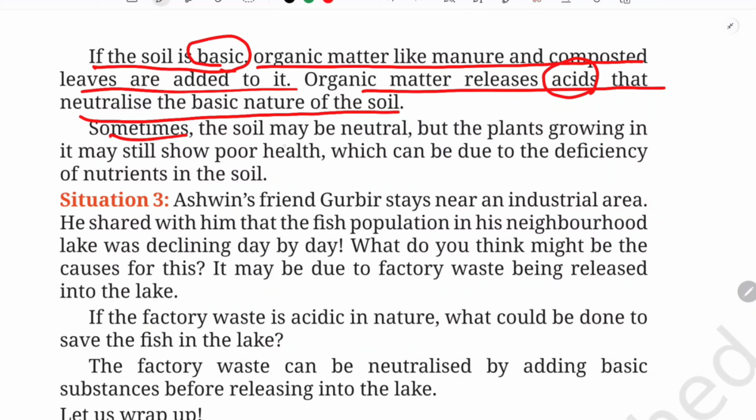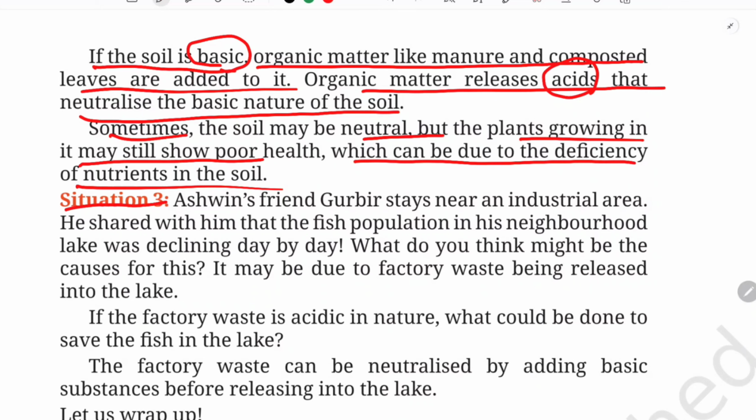Sometimes the soil may be neutral but the plant growing in it may still show poor health, which can be due to a deficiency of nutrients in the soil. So even if the soil is neutral and the plants are not growing well, that implies there might be a deficiency of nutrients, like some minerals missing in the soil. So that was situation 2.